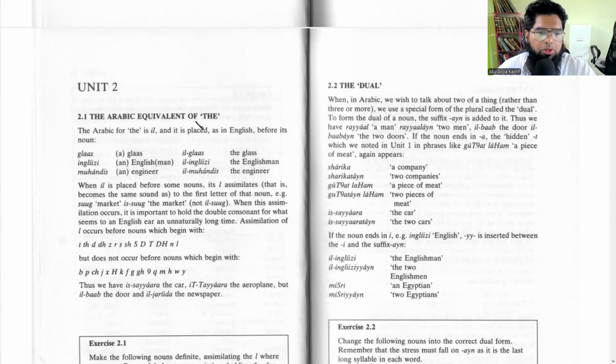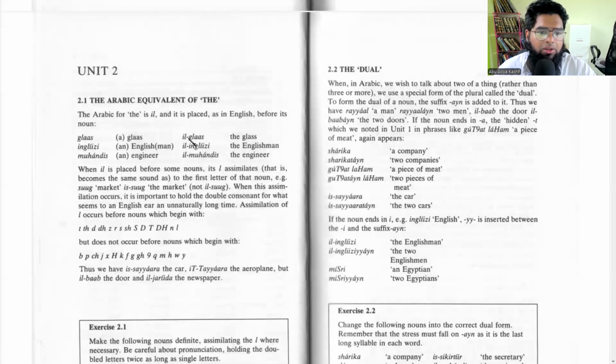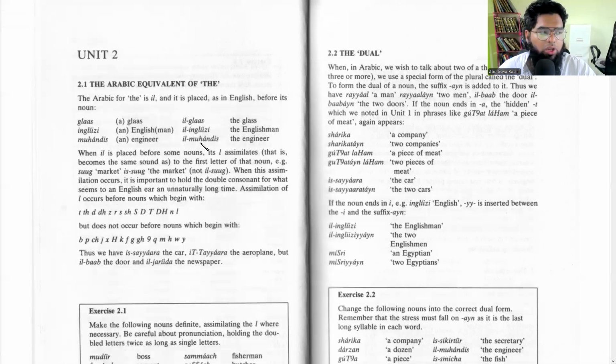So the Arabic equivalent for "the" is actually al, but they say il, and this plays the same role as in English before a noun, like glass, a glass. So you say il glass, the glass. Inglisi, an Englishman, il Inglisi, the Englishman. Muhandis, an engineer, il muhandis, and al muhandis, the engineer.